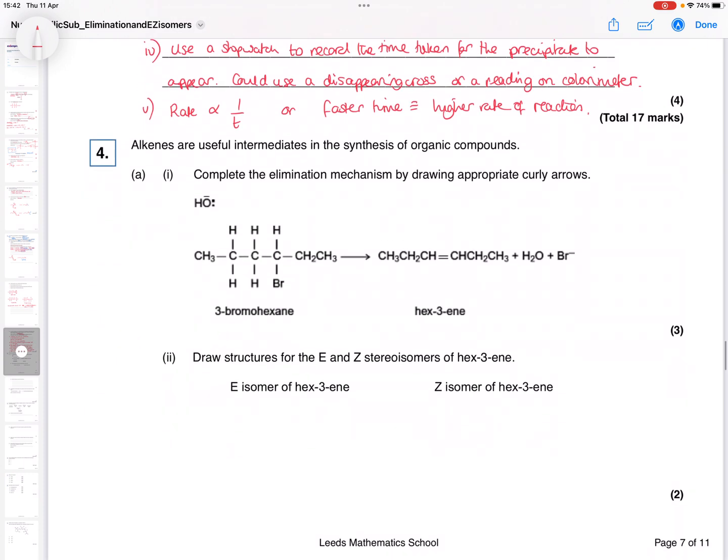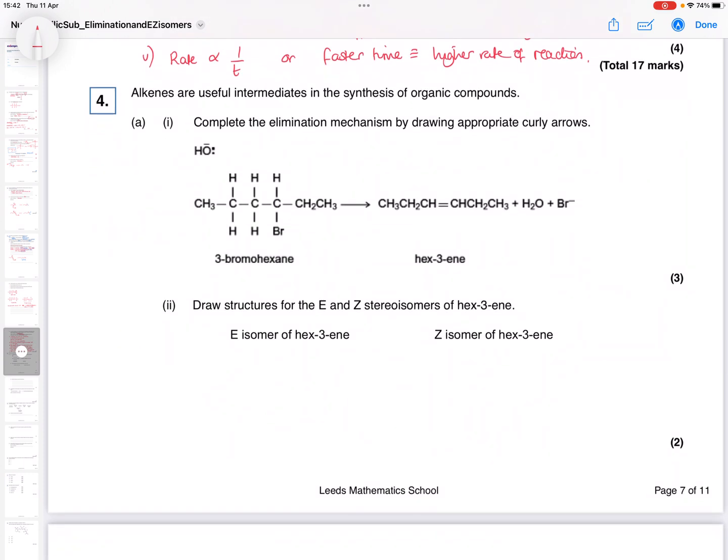Let's have a look at question 4. Alkenes are useful intermediates in the synthesis of organic compounds. Complete the elimination mechanism by drawing appropriate curly arrows. So I've been told the mechanism is elimination. So elimination means hydroxide acting as a base. I have to look for where the halogenoalkane is. It's here. So we can go for a hydrogen that's either side of that.